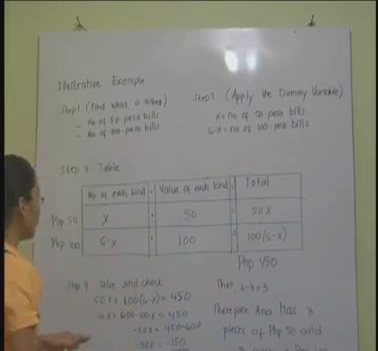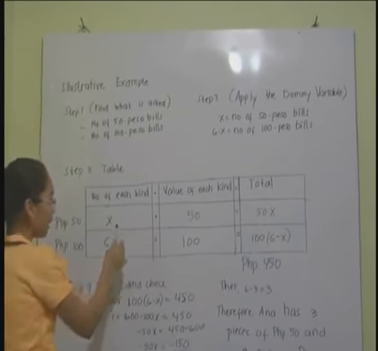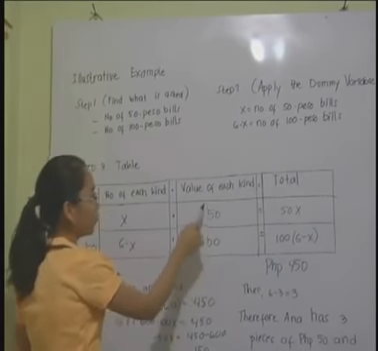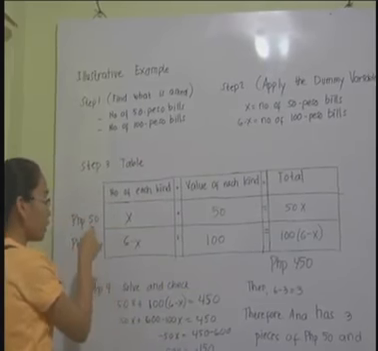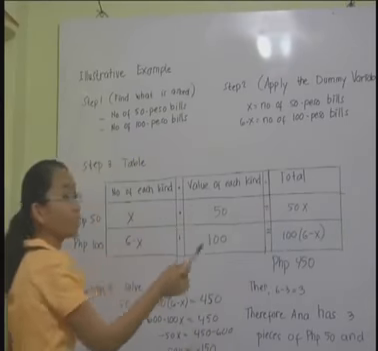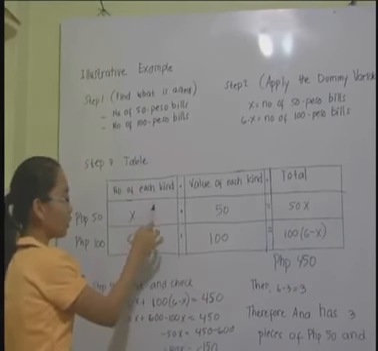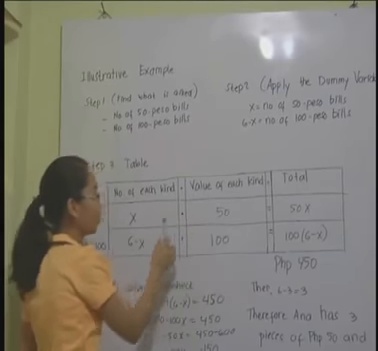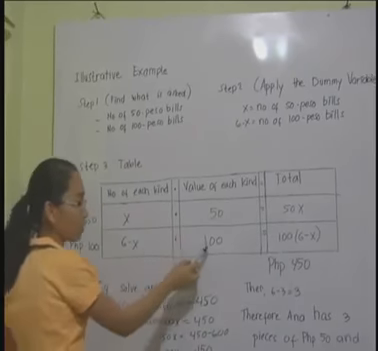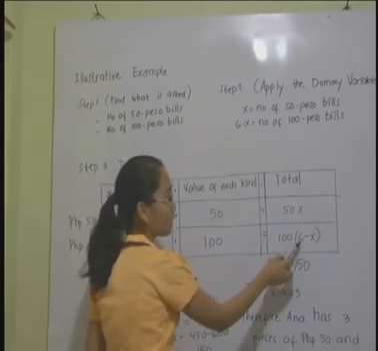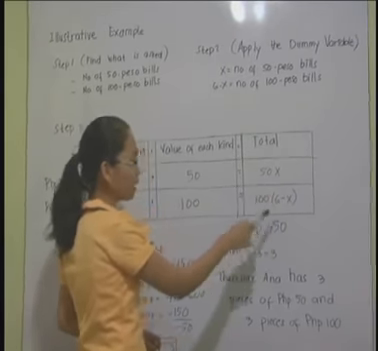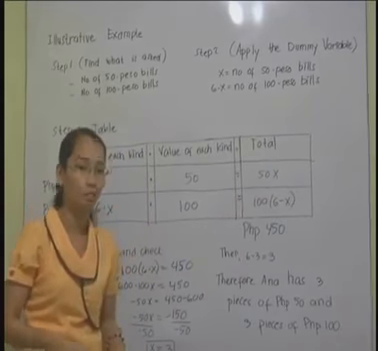Okay, let's have the table. The third step, that is table. The first column is the number of each kind, the number of 50 peso and 100 peso bills. And the second column, value of each kind. What is the value of each? Of course, that is 50 and 100. And the total? How to get the total? We simply multiply the number of each kind and the value of each kind. x times 50, that is 50x. And 6 minus x times 100, that is 100 times (6 minus x). Then the total that is given already, that is 450.